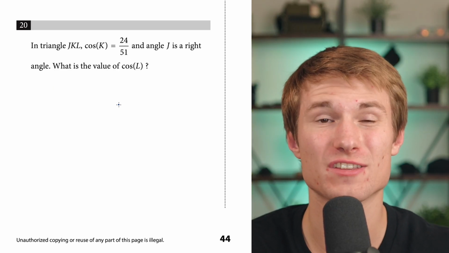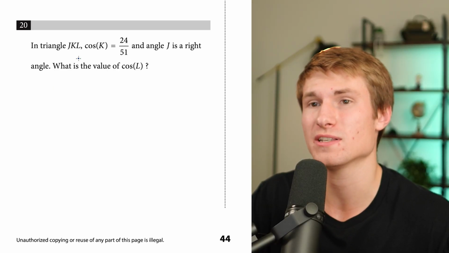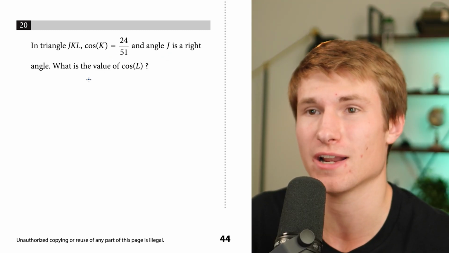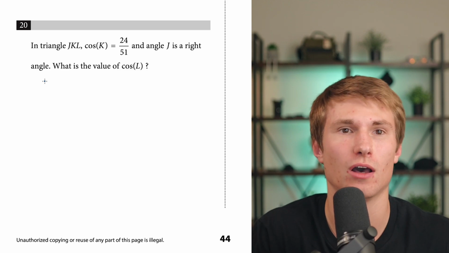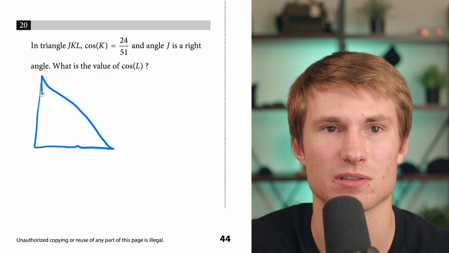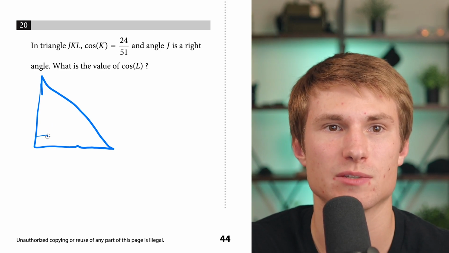Here's how to quickly solve this SAT math question about triangles. Question 20 states: in triangle JKL, cosine of K is equal to 24 over 51 and angle J is a right angle. What is the value of the cosine of L? Well, with triangles and circles questions, I always recommend to go ahead and just draw them out because it is very helpful to visualize. In this case, we know that we have a right triangle.